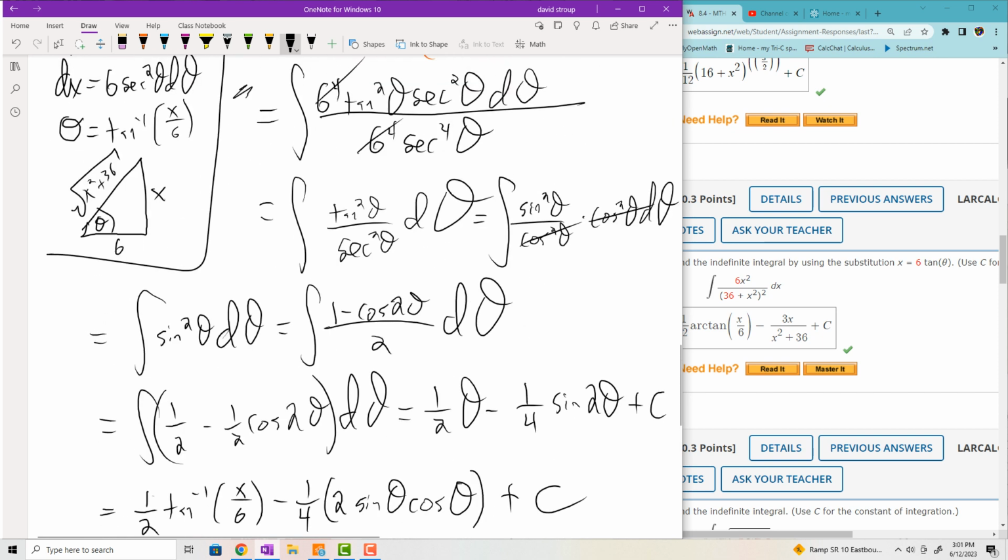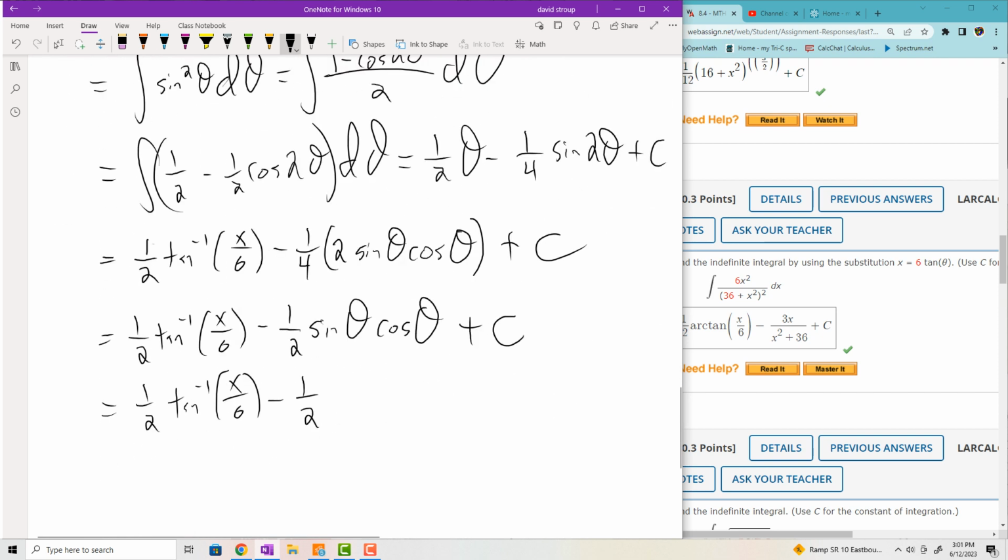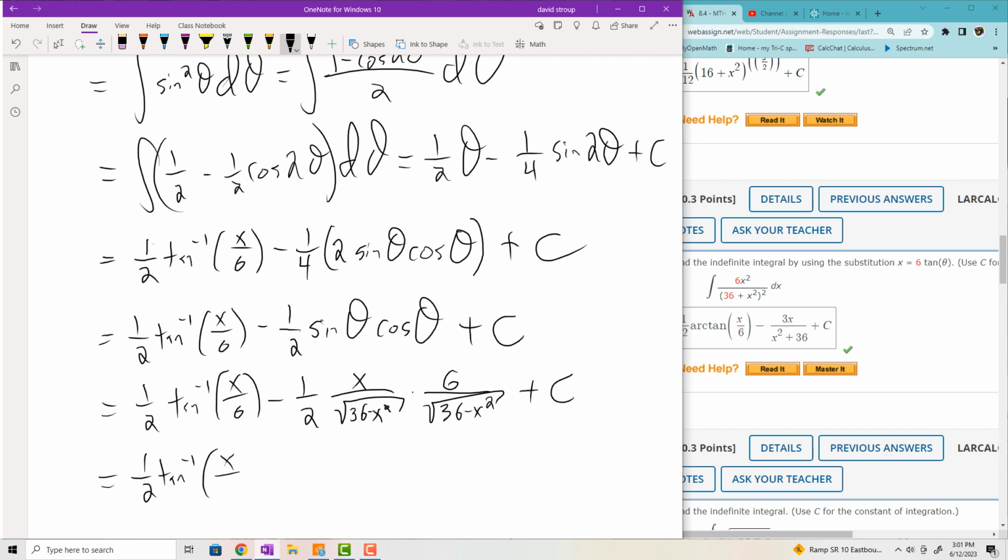But sine of theta is opposite over hypotenuse, so that's going to be x all over the square root of 36 minus x squared. And then cosine is adjacent over hypotenuse, so I believe that was 6 all over the square root of 36 minus x squared. And then, of course, try to simplify it a bit for me. So tan inverse of x over 6 minus 6 over 2 is 3x, and then the square roots would go away when you multiply, and that would be your answer.